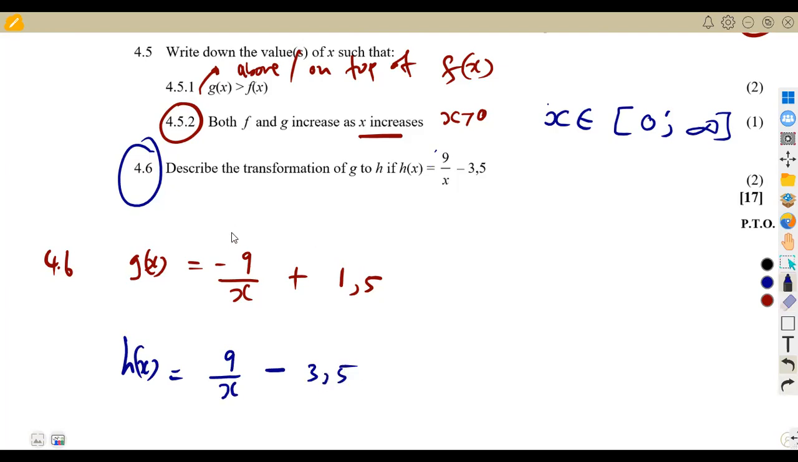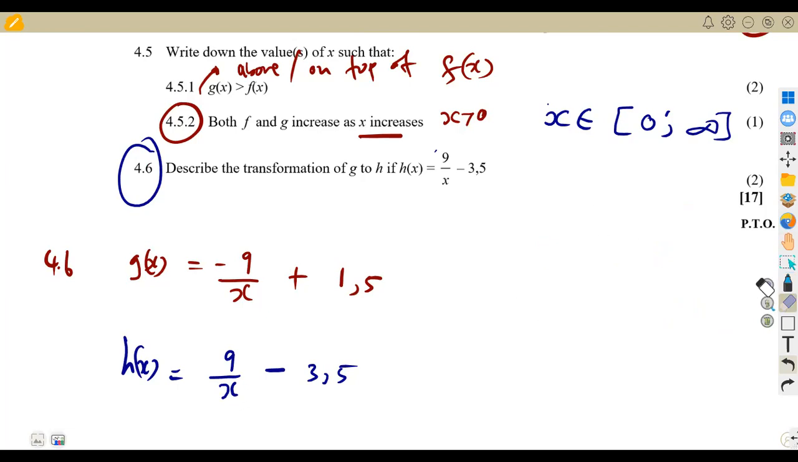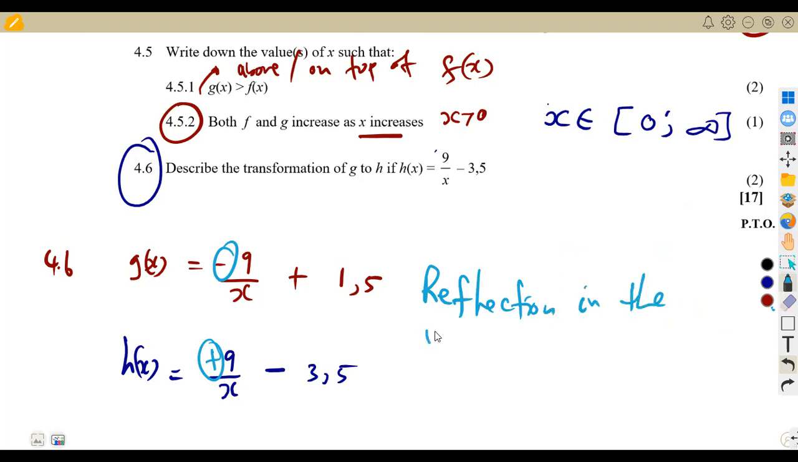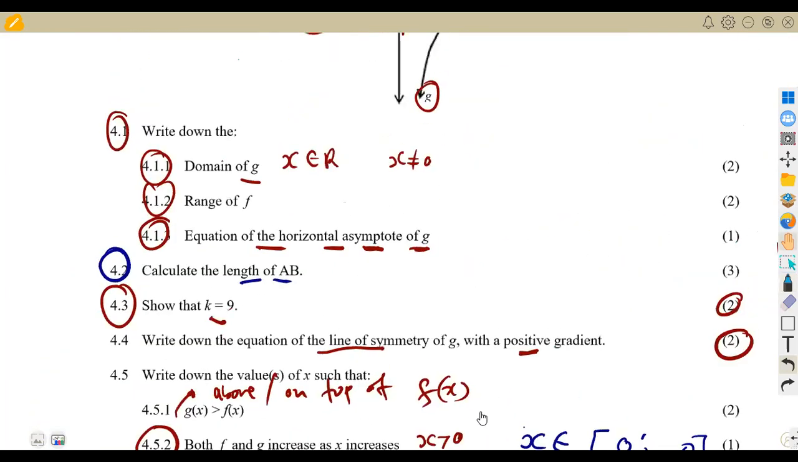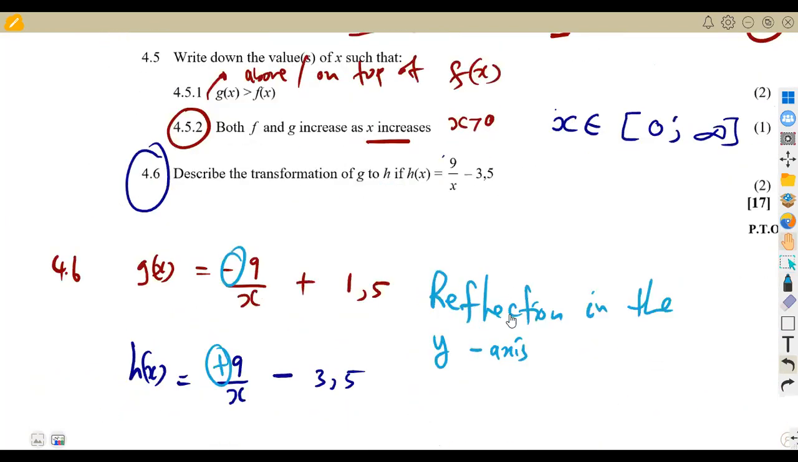If the values of x are being affected, we see that it was a negative 9 over x. The moment we multiply that by a negative, let us just say h(x) is equal to minus f(x), it's a reflection that is happening. So it represents a reflection in the y-axis. To change from a negative 9 to a positive 9, that is a reflection. The first transformation is a reflection in the y-axis. But because of the type of graph that we are talking about, where we have got two shapes like this, we can even have it in the y or even in the x, depending on what you want. But according to the y-axis, this is what you're going to have.